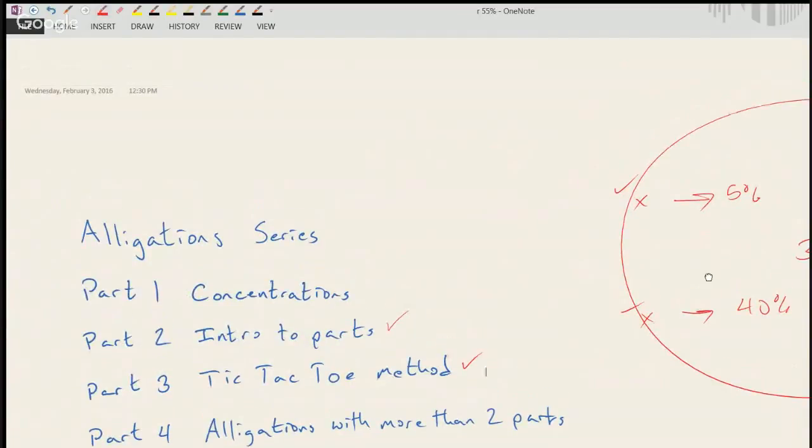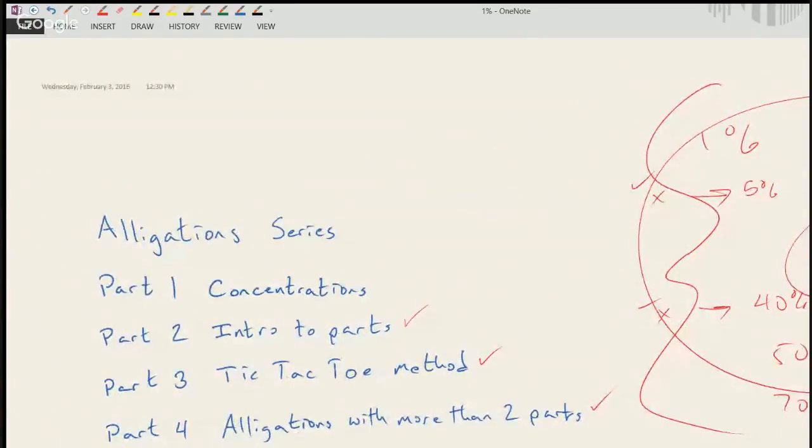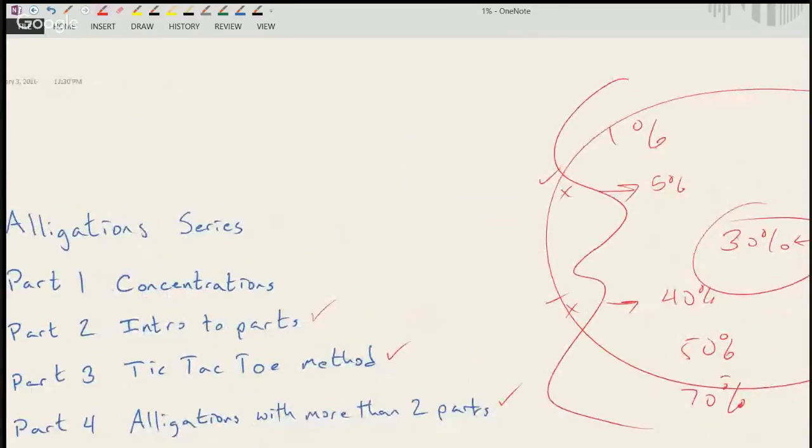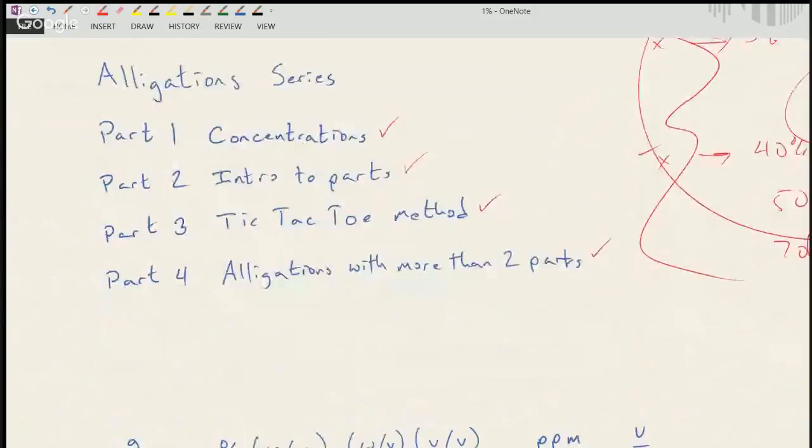And what if you have a 1%, a 5%, a 40%, a 50%, a 70%, and you have to use all of them to make the 30%. What do you do then? That'll be part 4. But what do I mean when I say percent? Well, that's what this video is about. In this video, we'll be discussing concentrations. So what is a concentration?